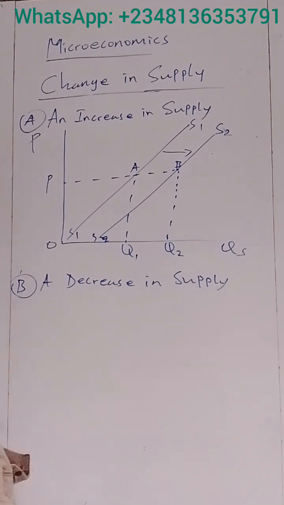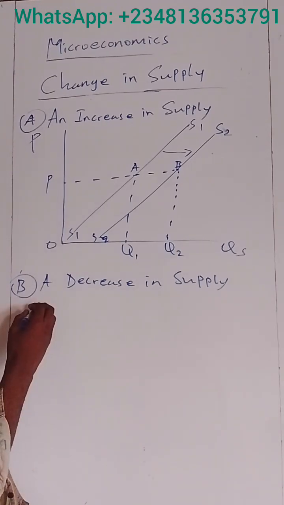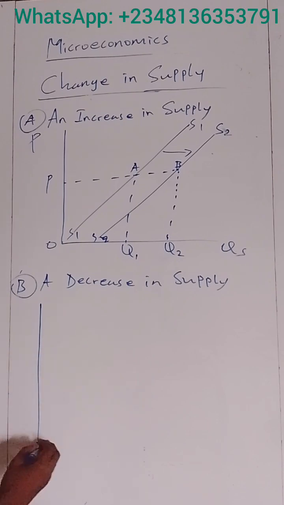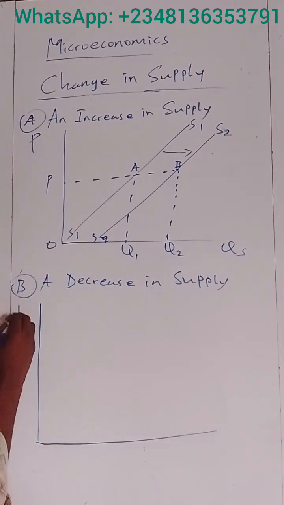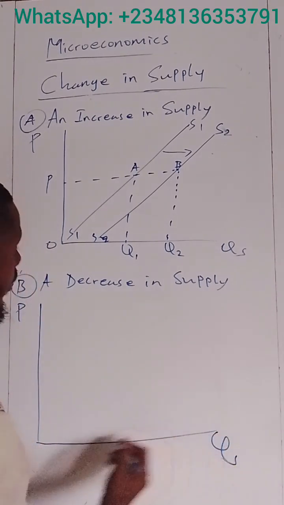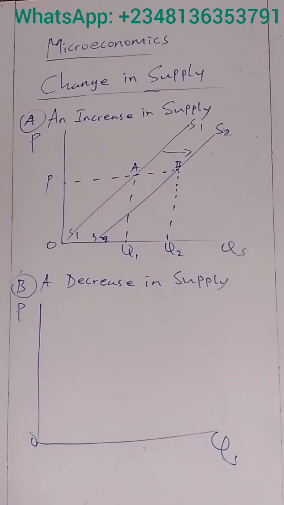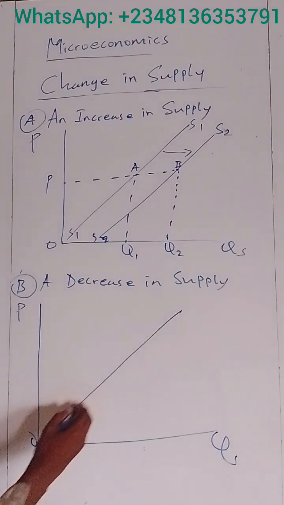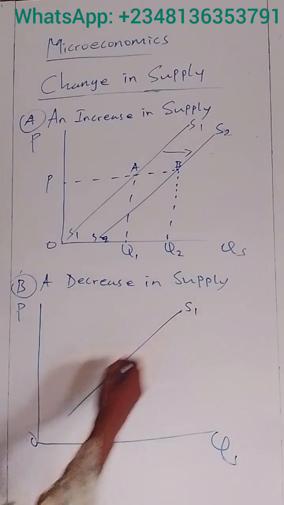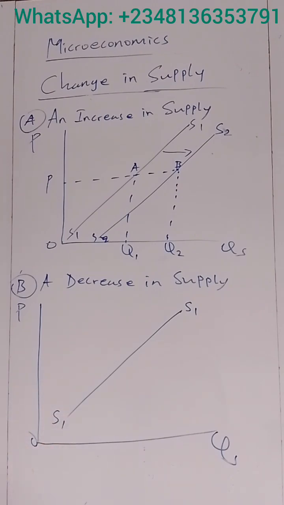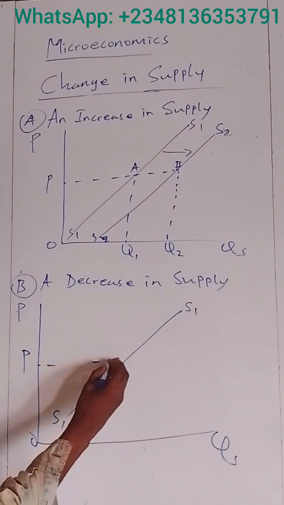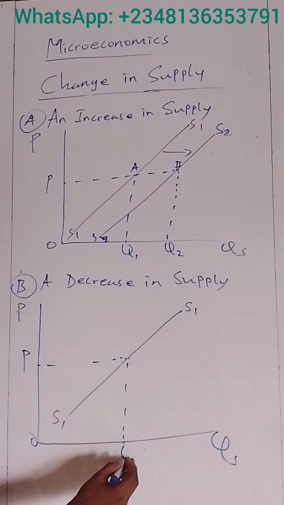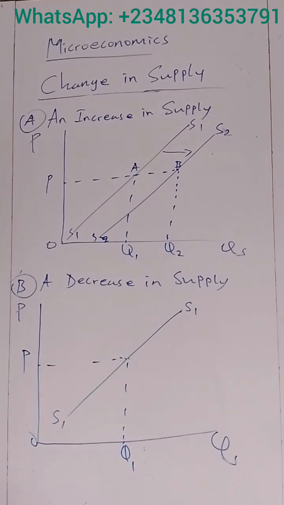Okay. Likewise, let's look at a decrease in supply. Similarly, we are going to have the same curve. We have the price. We have quantity supplied here. So this is the origin. Let's say we have initial supply curve S1. Okay. Now, let's say we have a particular price and we can trace the corresponding quantity. Let's call it Q1.